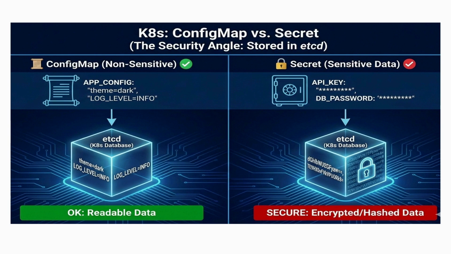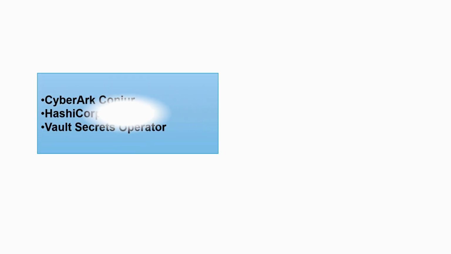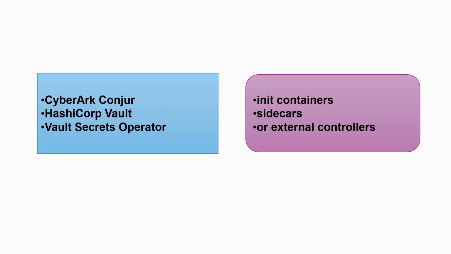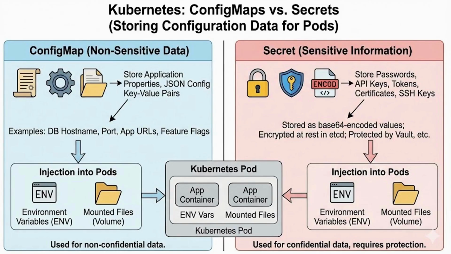And in real-world organizations, we also integrate external secret managers like CyberArk Conjur, HashiCorp Vault Secrets Operator. Sometimes these run as init containers, sidecar containers, or external controllers. So if you are being asked in an interview what are ConfigMaps and Secrets, what's the difference?